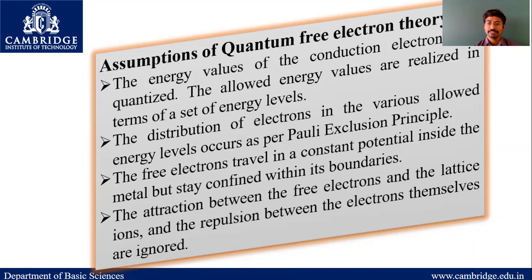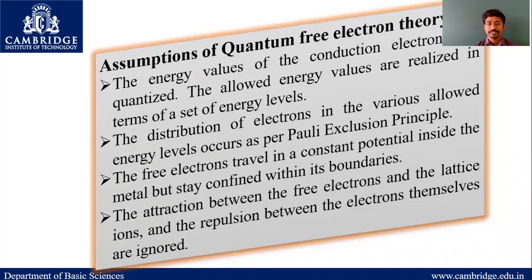The distribution of electrons in the various allowed energy levels is as per the Pauli exclusion principle. The statement says that in one energy level, a maximum of 2 electrons can be occupied. One is spin up, another one is spin down, or plus half and minus half. These are the two assumptions made by Arnold Sommerfeld.